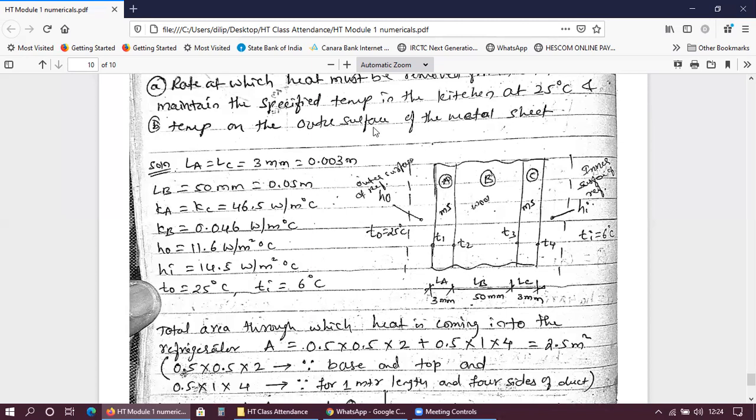Along with that, we need to calculate the temperature on the outer surface of the metal sheet. This is the inner surface, and this is the outer surface of the metal sheet. What is the temperature here? This T1 is to be calculated. Is this problem understood?